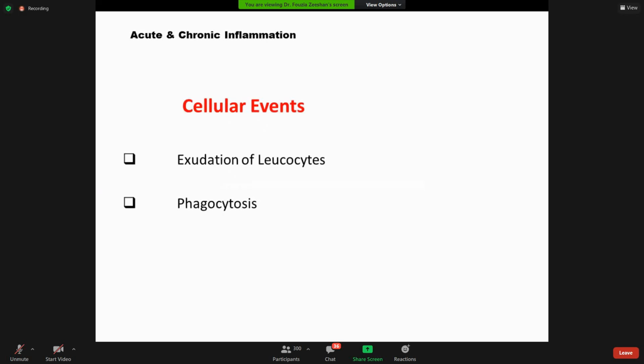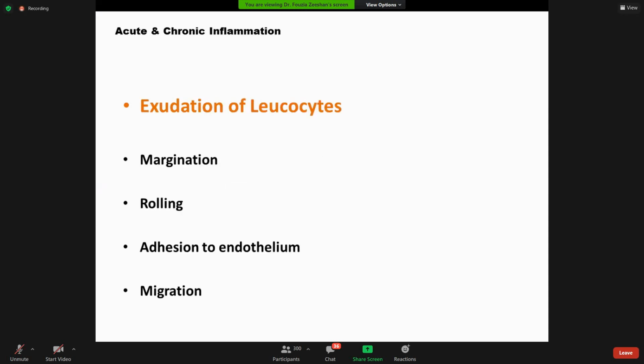In case of cellular events, we have exudation of leukocytes and the phagocytes. Exudation of leukocytes means that leukocytes exit out of the vessels. It consists of four stages: margination, which means they margin themselves along the endothelial lining; they move in a rolling pattern; then they adhere to the endothelium; and finally they leave the endothelium through the interendothelial spaces.